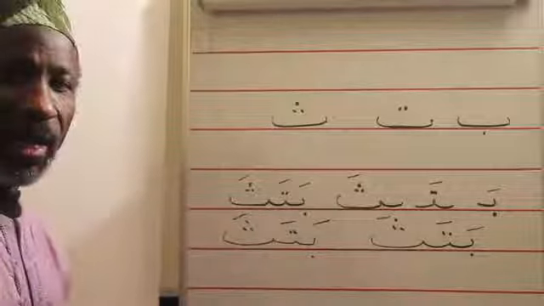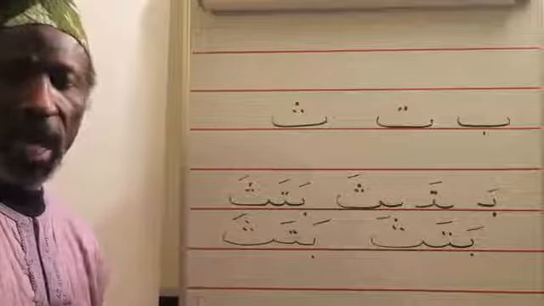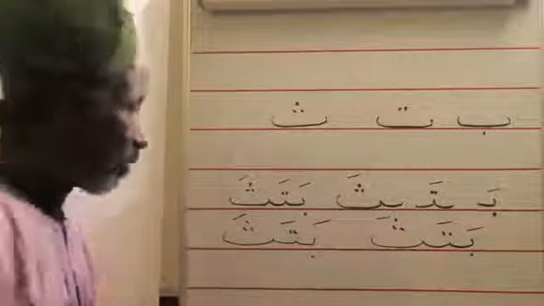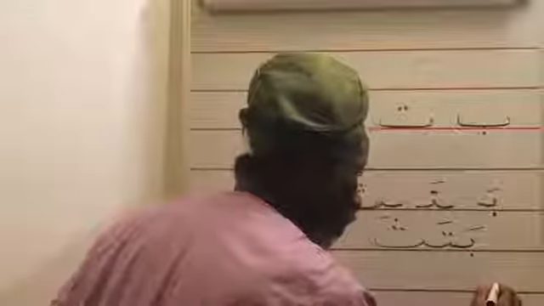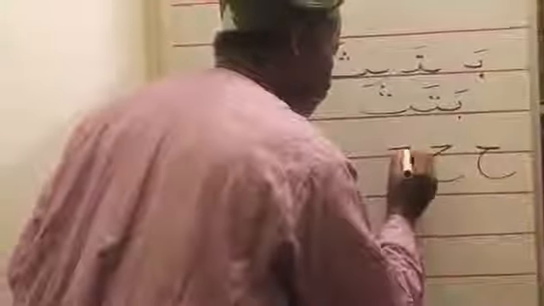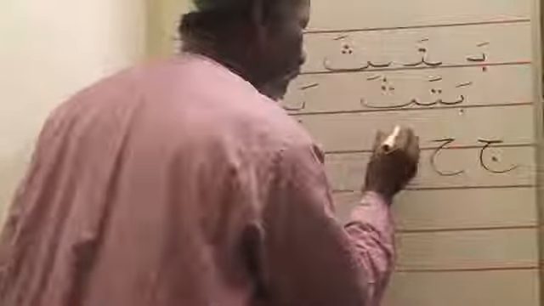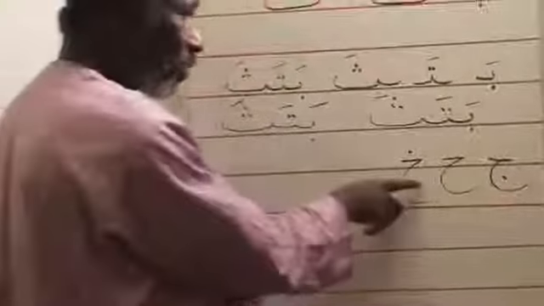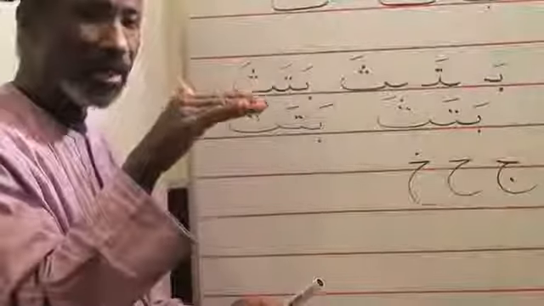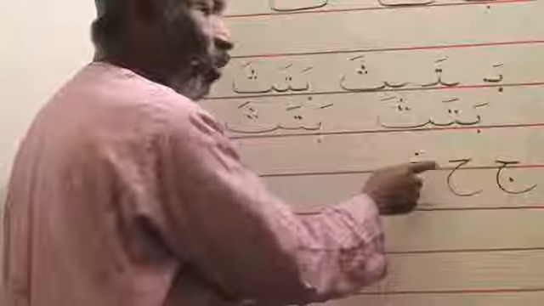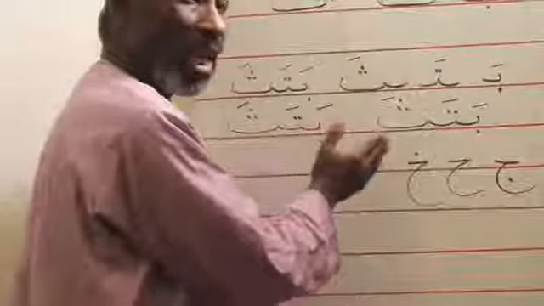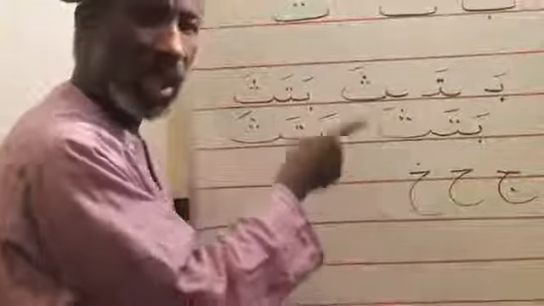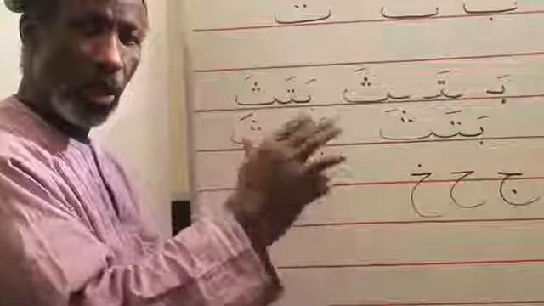Now let's do another three letters: jim, ha, and kha. Now, jim, remember how to write it? Line, and then a capital C, line, capital C, line, capital C. Jim, ha, kha. To join them, because you have all these tails, you have to cut that tail off and link it with the next letter until you reach the last one, then your last one will be written completely.